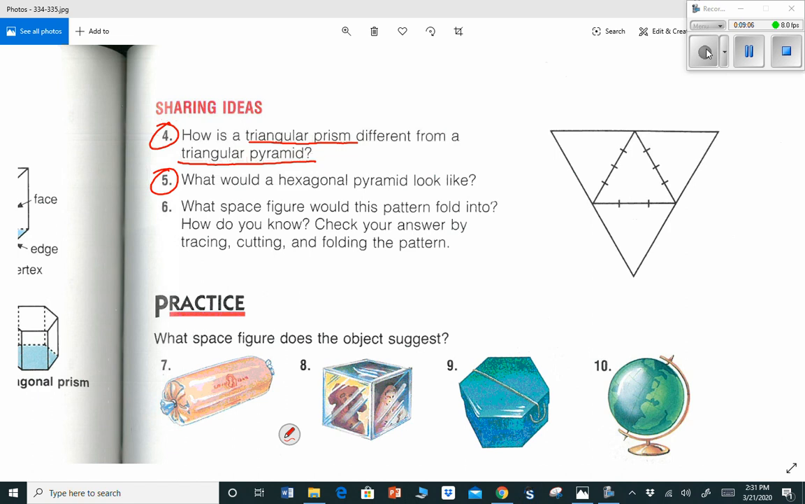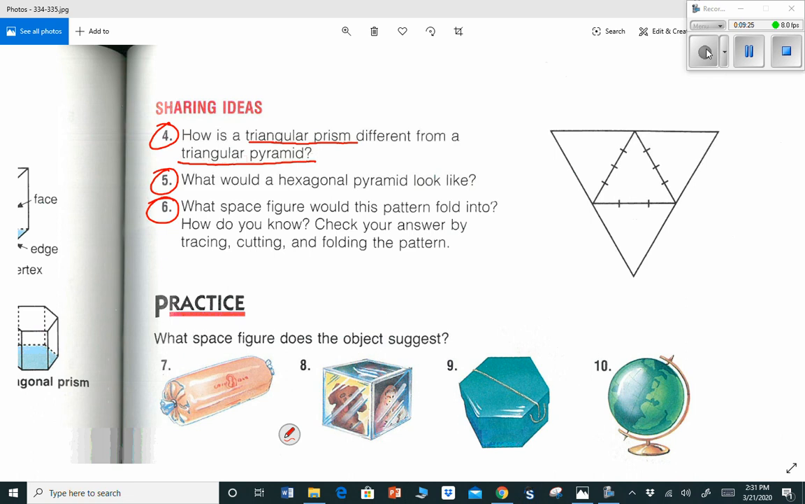Number 5, what would a hexagonal pyramid look like? The answer is you'd have a hexagon for a base, and then you'd have 6 triangular faces coming off of that hexagon that would come to a point at the top.